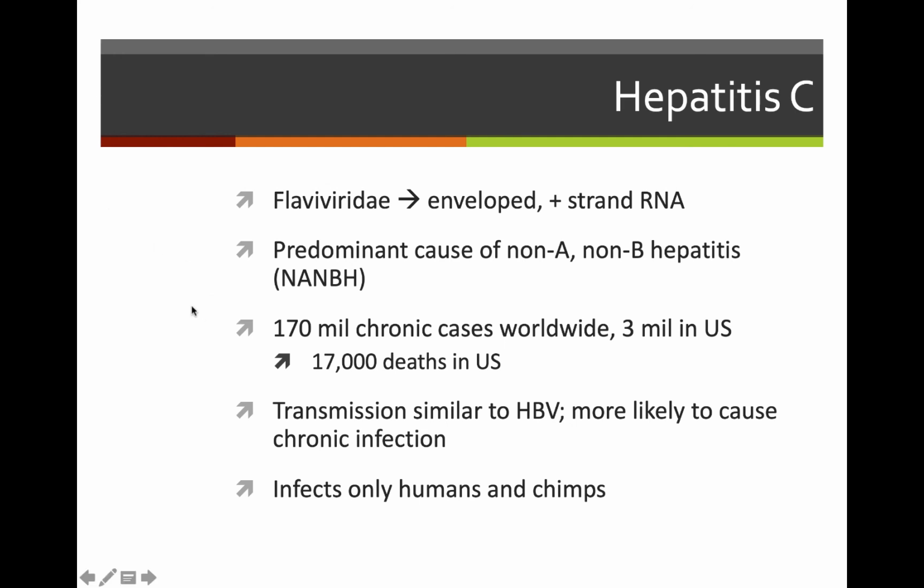It's estimated that there are at least 170 million chronic cases worldwide, approximately 3 million in the US, and annually approximately 17,000 deaths. Transmission is similar to HBV, right? So we're talking about bloodborne, sexually transmitted. However, hepatitis C is more likely to cause chronic infection. And hepatitis C only infects humans and chimpanzees, as far as we know.